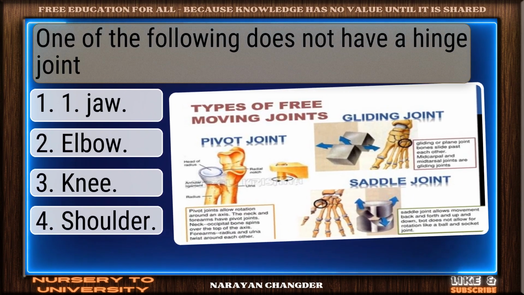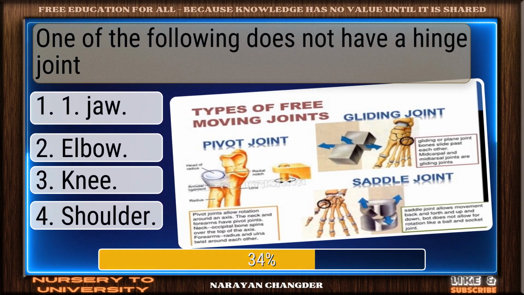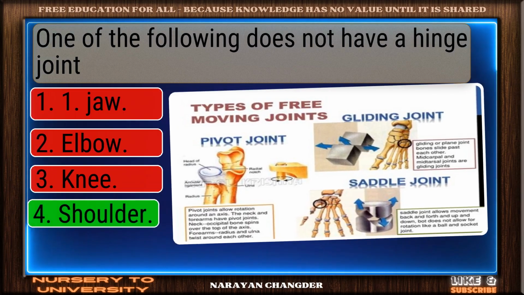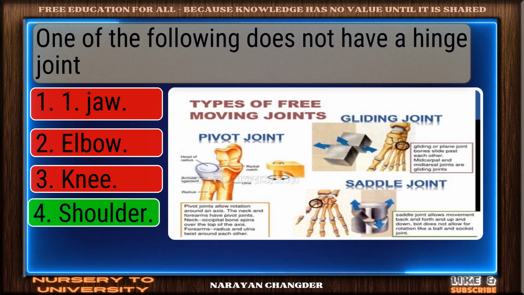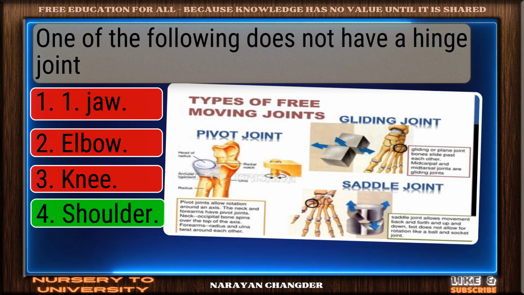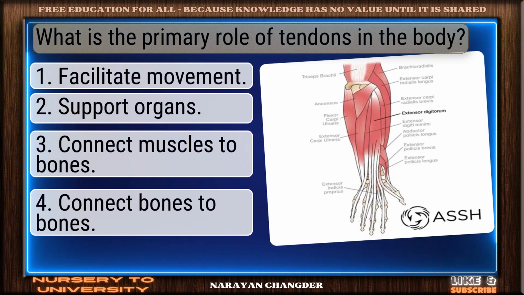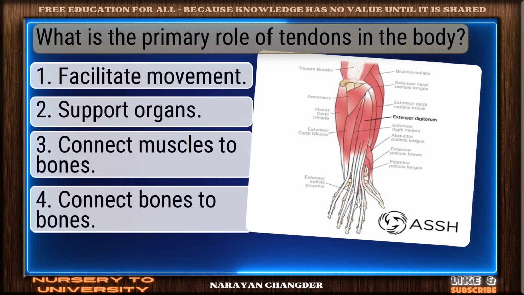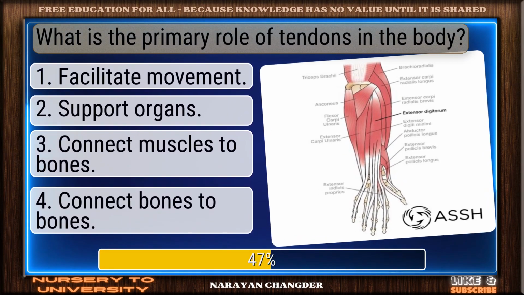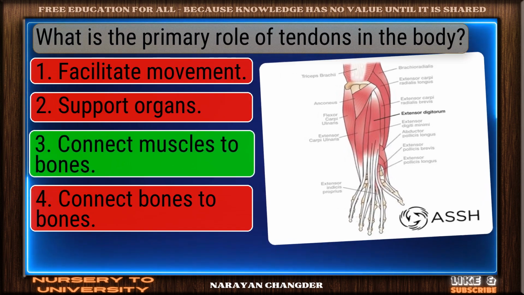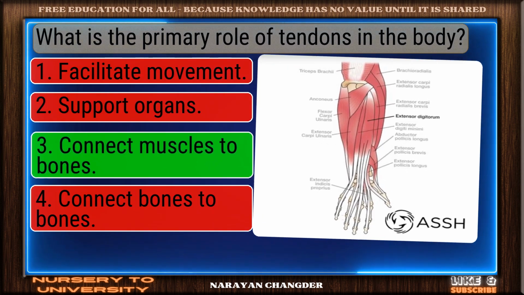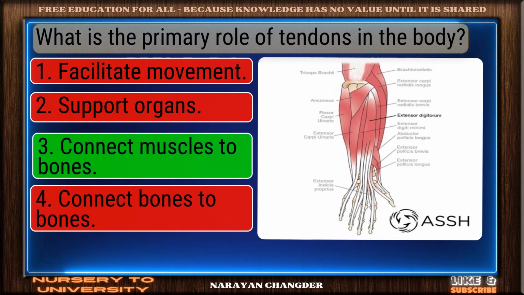One of the following does not have a hinge joint. Well done. Shoulder is the right choice. What is the primary role of tendons in the body? Great thinking. Connect muscles to bones is the right choice.